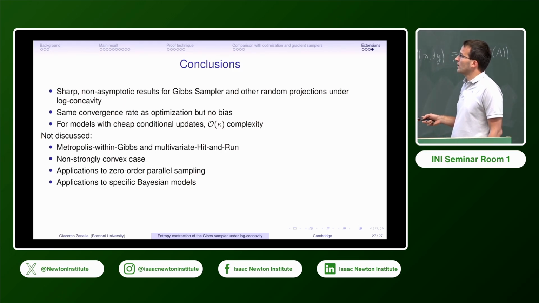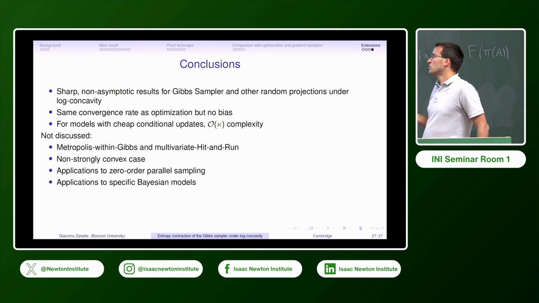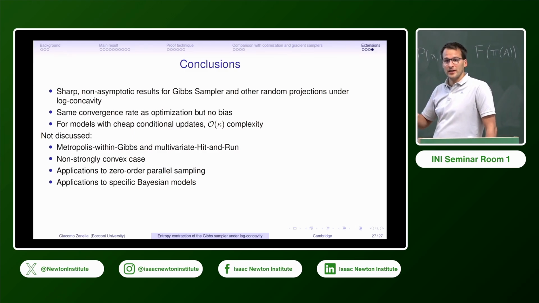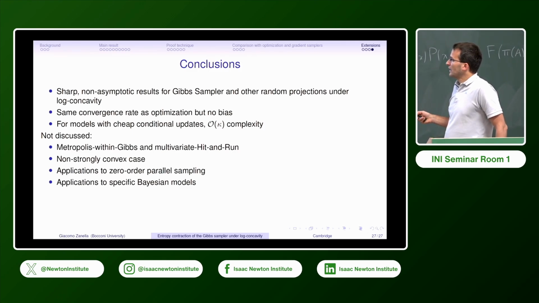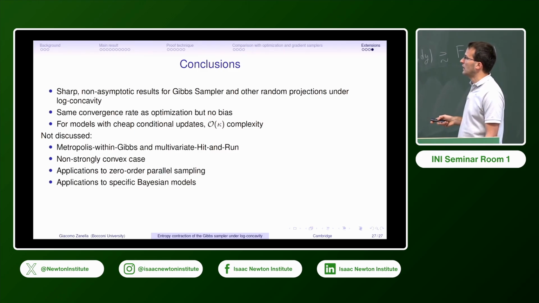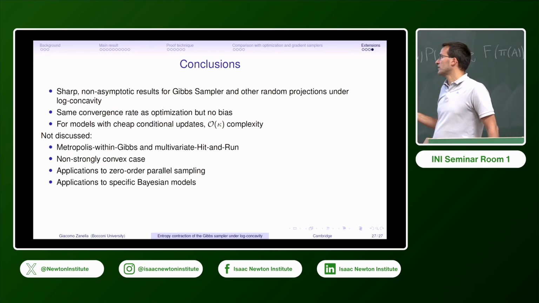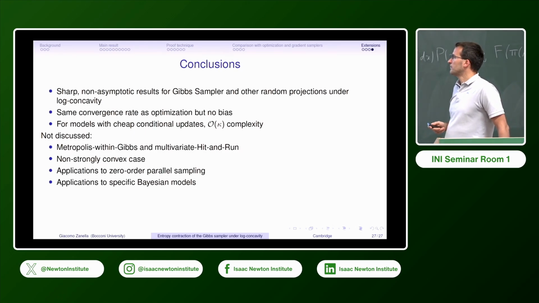Things I didn't discuss: you can extend the result to Metropolis-within-Gibbs by using comparison arguments, and you lose a constant factor which does not increase with dimension. I already mentioned the extension to hit-and-run, and in the paper there's an extension to the non-strongly convex case. One nice application of the multivariate hit-and-run is an application to zero-order parallel sampling, which I'm happy to discuss afterwards if people are interested.